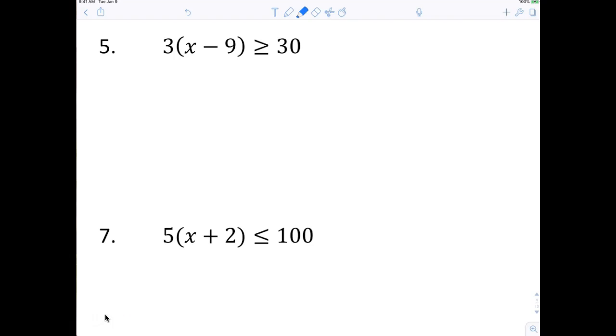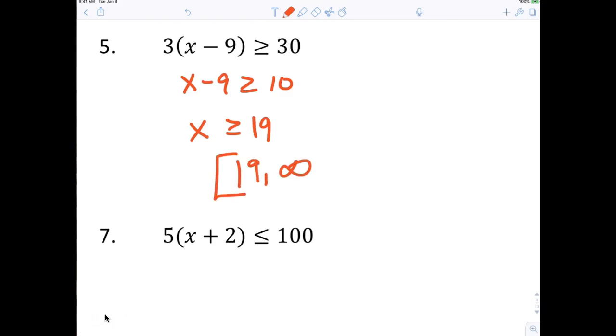All right, here we go. Let's check out 5. All right, some of you I see are getting a little better. Dividing by 3, x minus 9 is greater than or equal to 10. So x is greater than or equal to 19. Girls, if we're greater than or equal to 19, that means we're starting at 19 and going to infinity. 19 to infinity, bracket around the 19, never a bracket around infinity. Any issues?